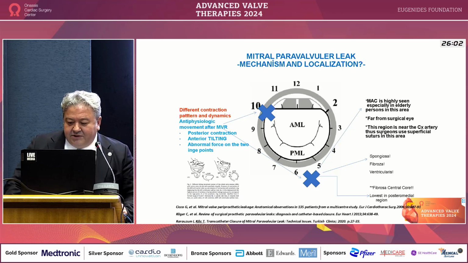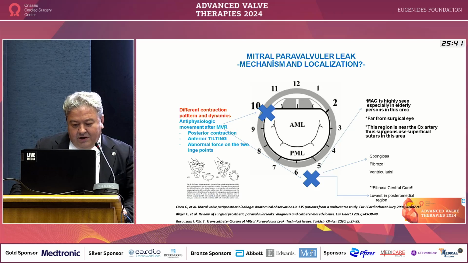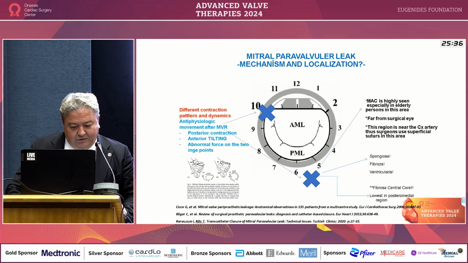The other mechanism is mitral annular calcification. It is highly seen, especially in elderly persons, in the posterior medial region, and is far from the surgical eye. This region is near the circumflex artery, thus surgeons use superficial sutures in this area, and the fibrosa, the central core, is lowest in the posterior medial region. So these two points are very important for mitral paravalvular leaks.